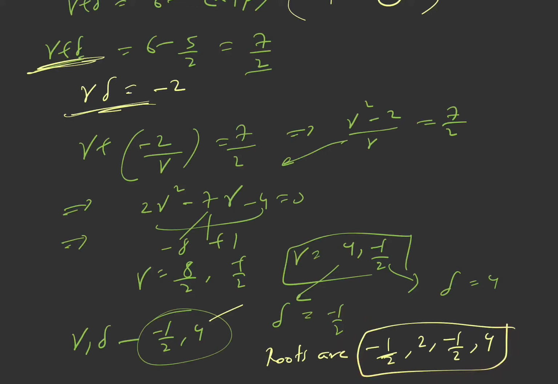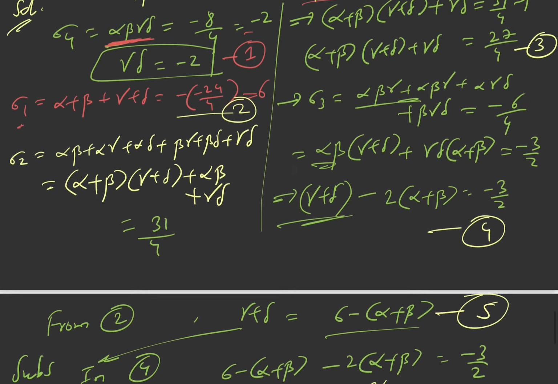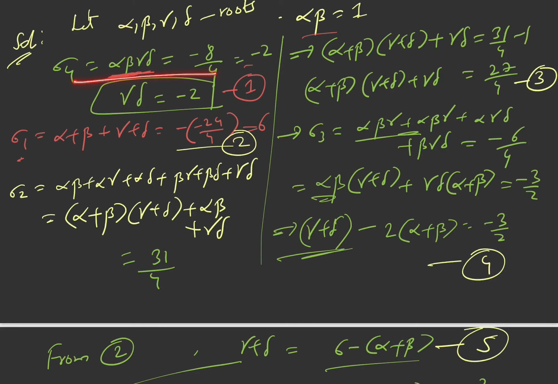So in the exam, when we are doing such a long calculation, it is generally good to verify whether we have done it correctly or not. So you can just verify with these equations. You can find the sum of roots, you should get this as 6. You can find sigma 2, you should get 31 by 4. You find sigma 3, you should get minus 3 by 2. And you can check all these.